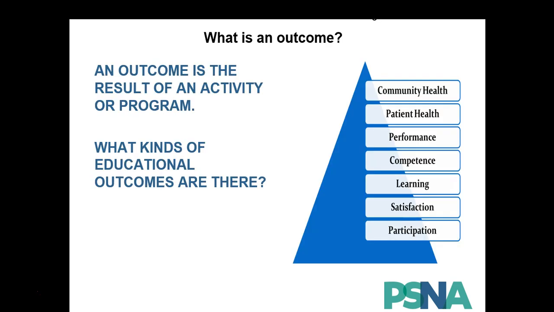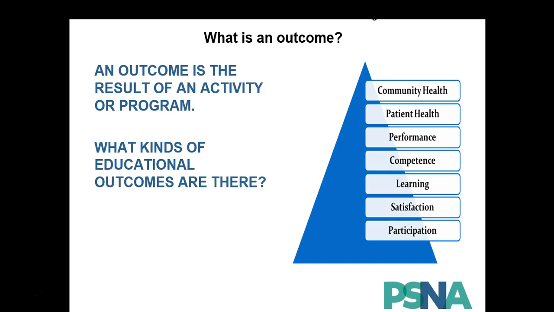Let's look a little more at outcomes. The outcome is the result of your activity or program. There are many different kinds of educational outcomes. If you look at the figure to the right, you can see at the very bottom of the triangle is participation. That's followed by satisfaction. These are very low-level outcomes. You're only measuring, did the person come? Are they satisfied with the activity? When you move above that, you start to really look at learning. Did people learn? Then competence, performance, and at the very, very top, patient health and potentially community health.